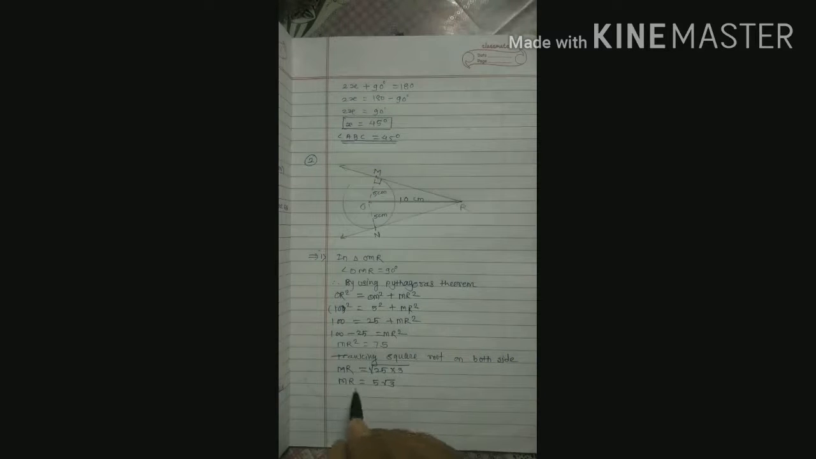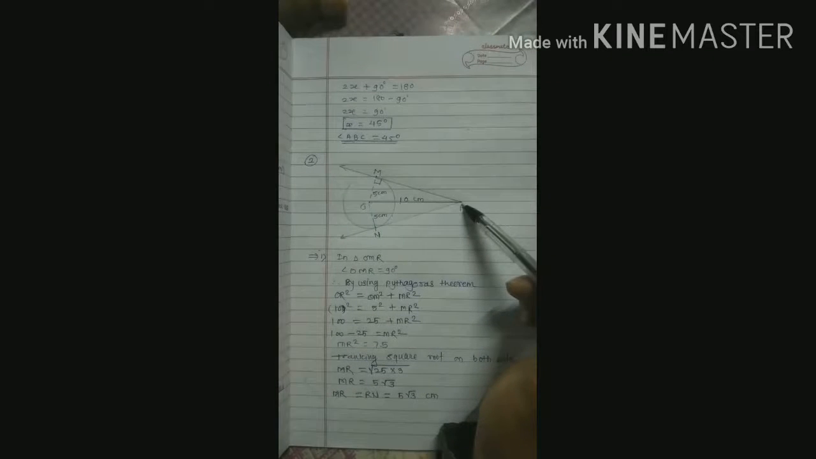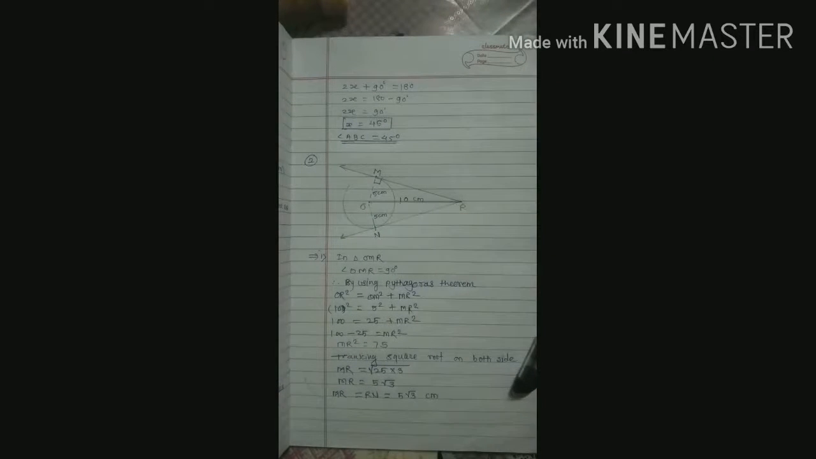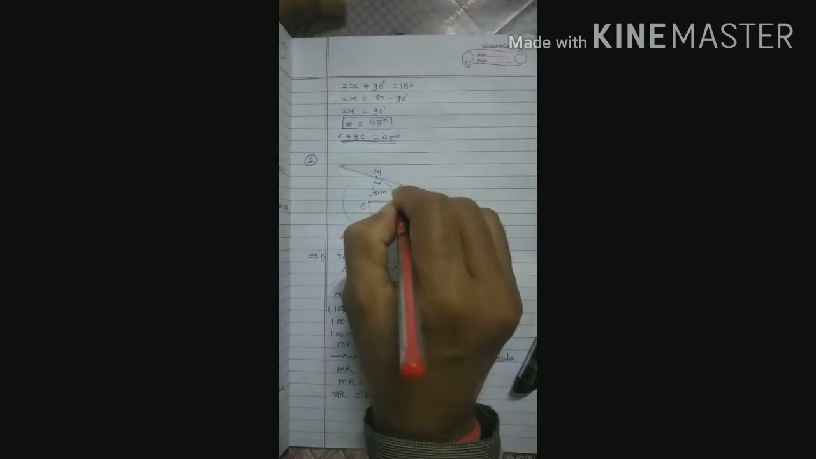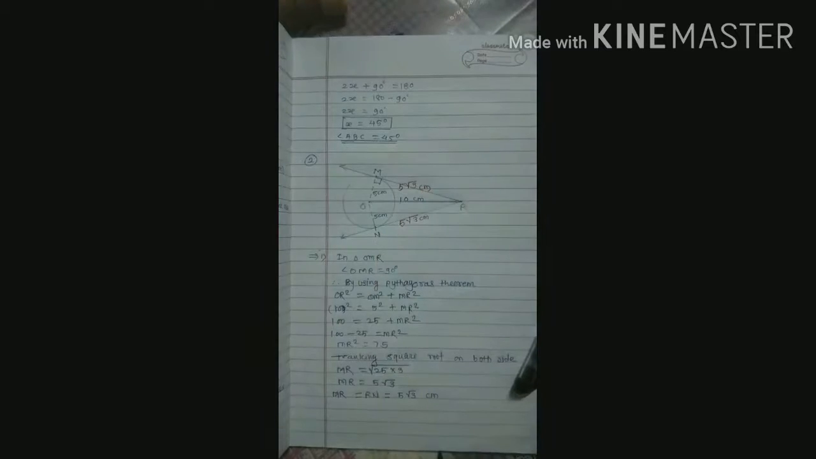In this manner, MR is equal to RN is equal to 5 into root 3 centimeter. This is the tangent in our diagram. Means this MR length is 5 root 3, and this NR also 5 root 3 centimeter. They will be found out.